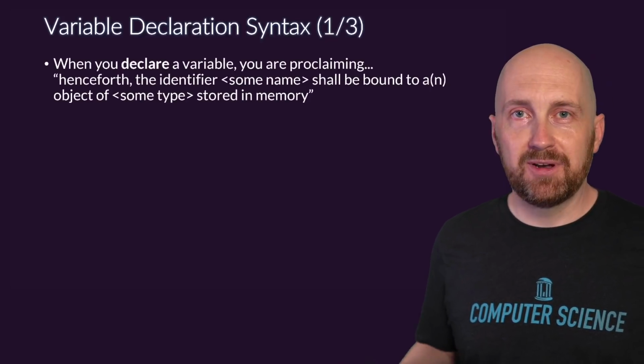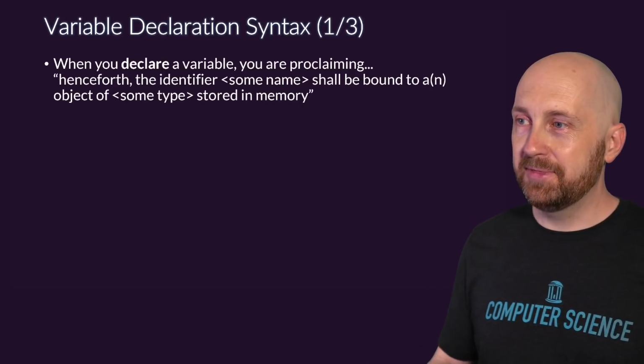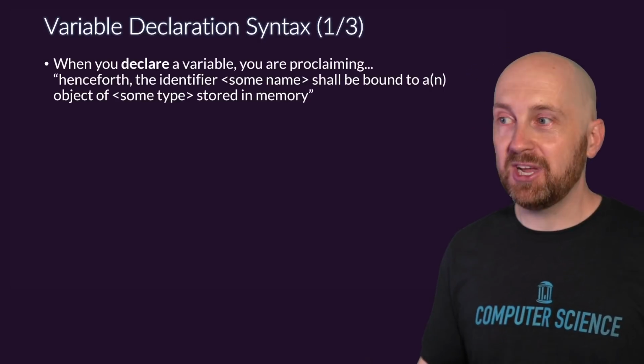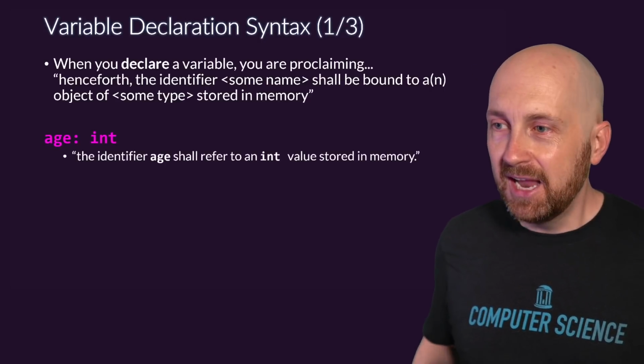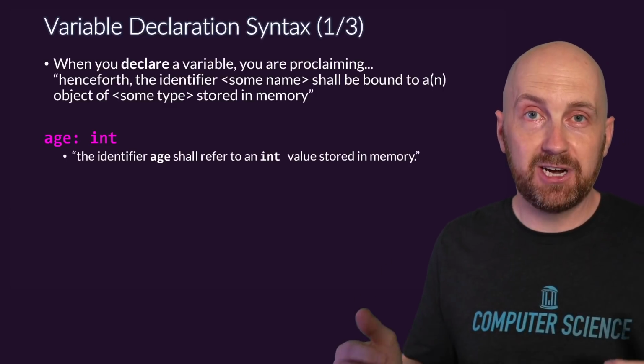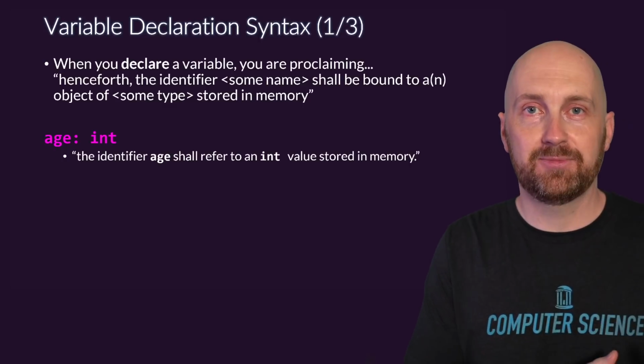So when you read one of these, if you wanted to be a little bit silly about it, you could read it as, henceforth, the identifier of some name shall be bound to an object of some type stored in memory, right? And so here, age is being declared as a variable that's going to be assigned values that can only be integers, right?